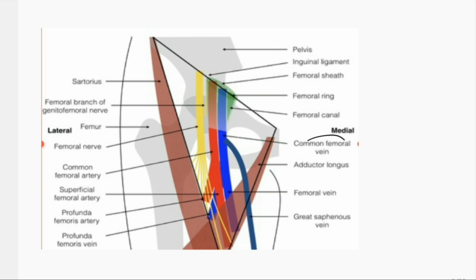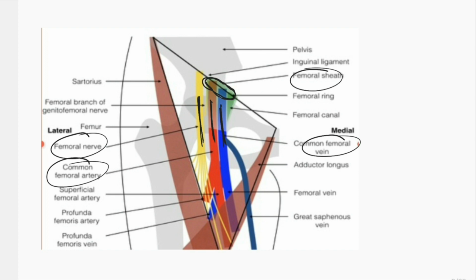This is the femoral vein, this is the femoral artery and femoral nerve. Femoral nerve, femoral artery, femoral vein, and this is the femoral sheath. This is the femoral sheath, which includes the femoral artery, femoral vein, and this contains the inguinal node. This is called the femoral canal, which is inside the femoral sheath.